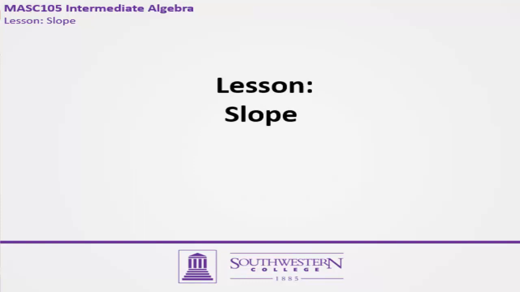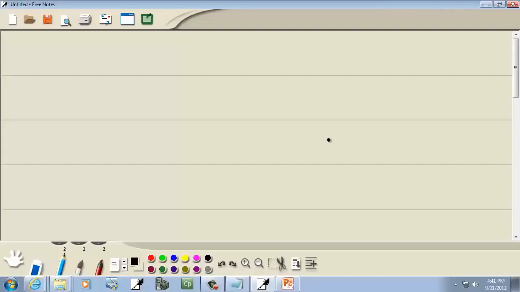Let's take a look at slope. Now we have a line, and it's going like that. Well, it's got a certain steepness that it goes at. This is referred to as slope.